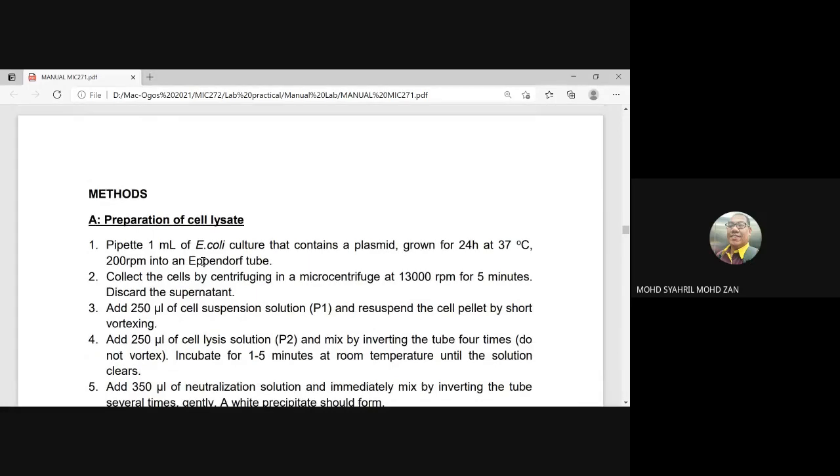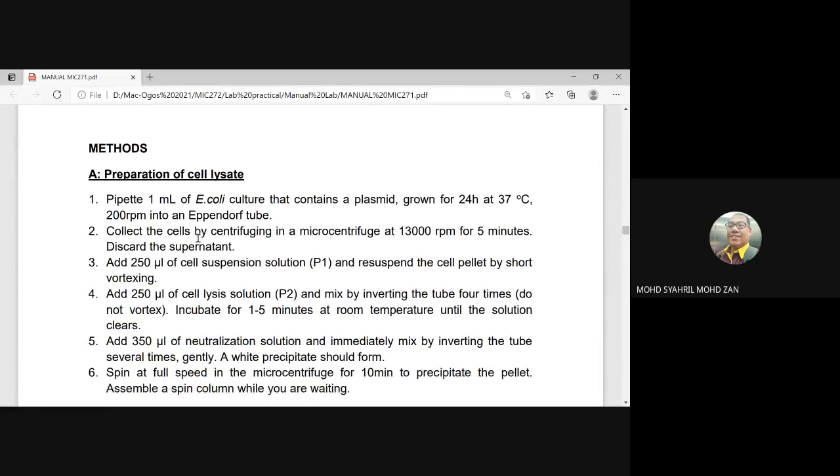So quickly we go to the methods. A, how we prepare the cell lysate. One thing you have to do is pipette 1 ml of E. coli culture, which you prepared freshly overnight, that contains plasmids. E. coli does have plasmids. If you look at the structure of E. coli, you will get one region of gene structure and another region of plasmid. So that plasmid is what we want to extract.